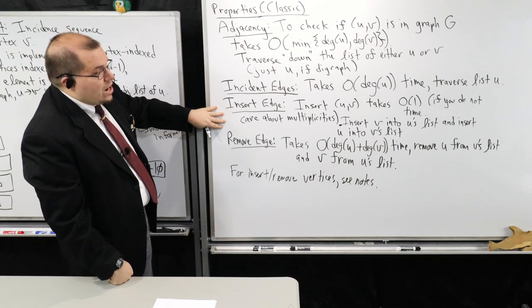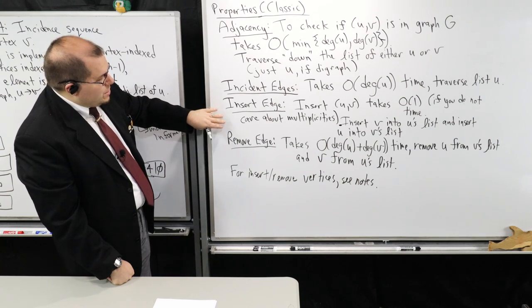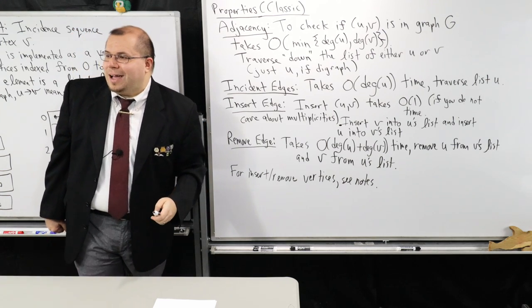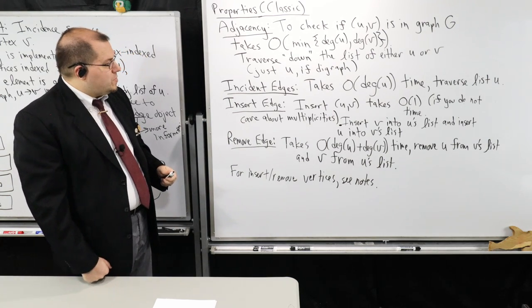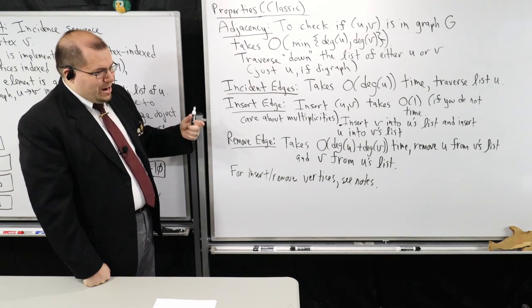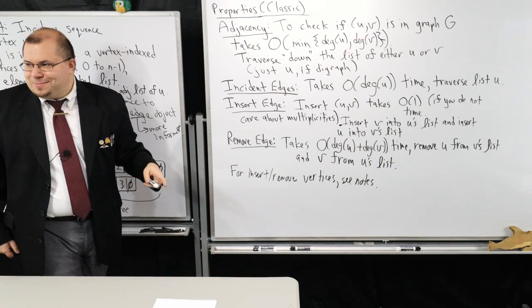It's very nice and simple. But if I care about the uniqueness of that vertex, then I can't simply do that. I have to scan the whole list. So if I don't care about multiplicities, meaning I don't care about multi-edges, then I could just do this in constant time. Otherwise, you have to be a bit more careful. For our purposes, this is all we need.